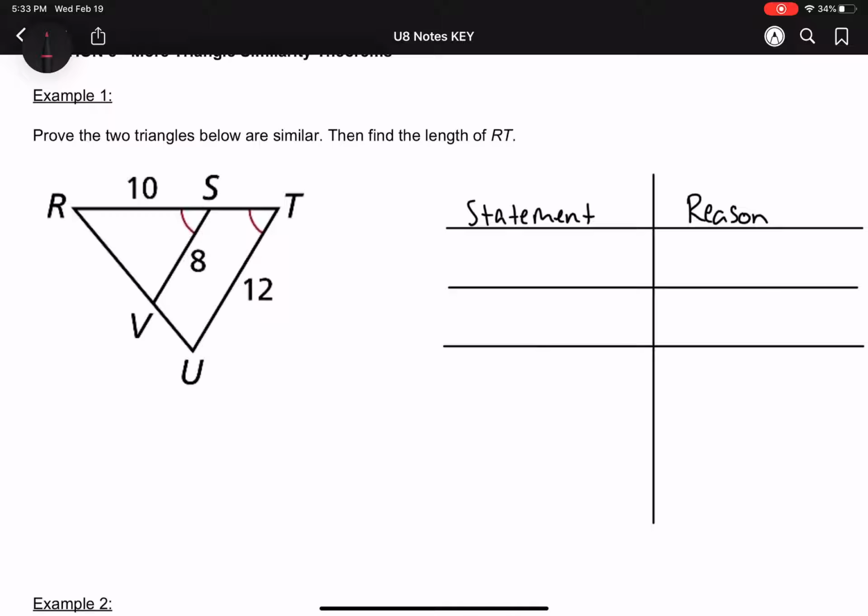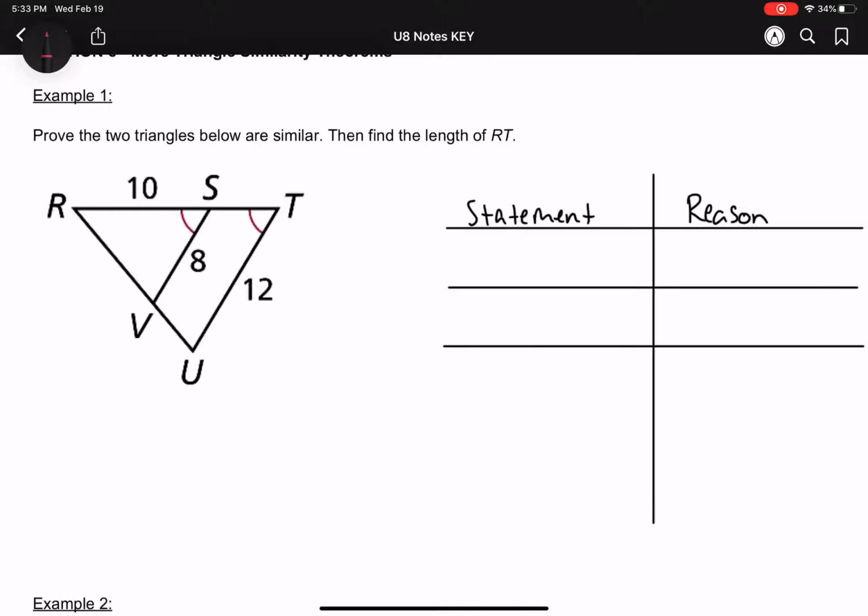When I'm looking at these triangles, and I'm trying to think about how can I prove that these are similar, I'm going to go through my checklist. So I have angle, angle, and I have side, side, side, and I have side, angle, side. Because I know that the length of RT is missing, I don't have two complete sides. So side, angle, side is not going to work. And I don't have three sides given to me, so side, side, side isn't going to work. That leaves me with angle, angle.